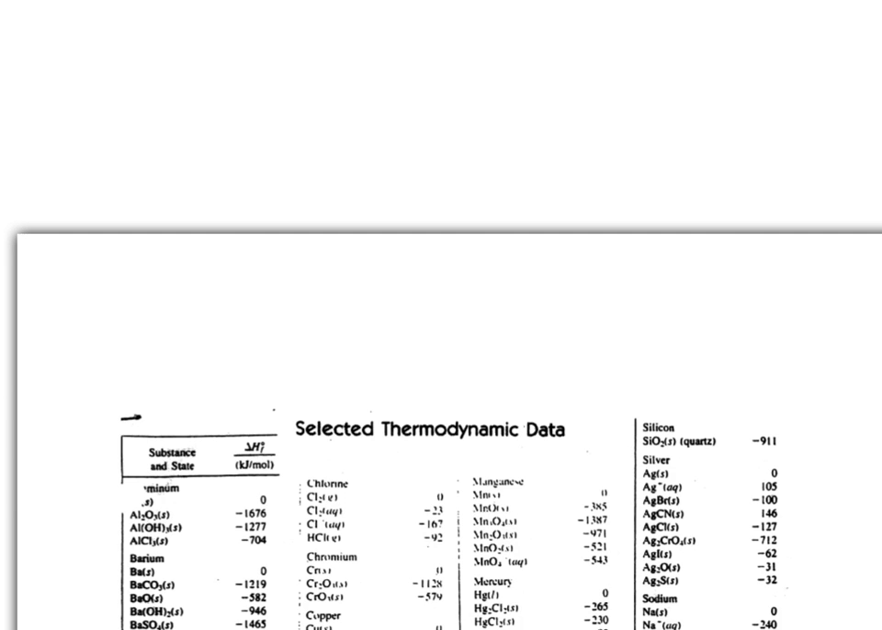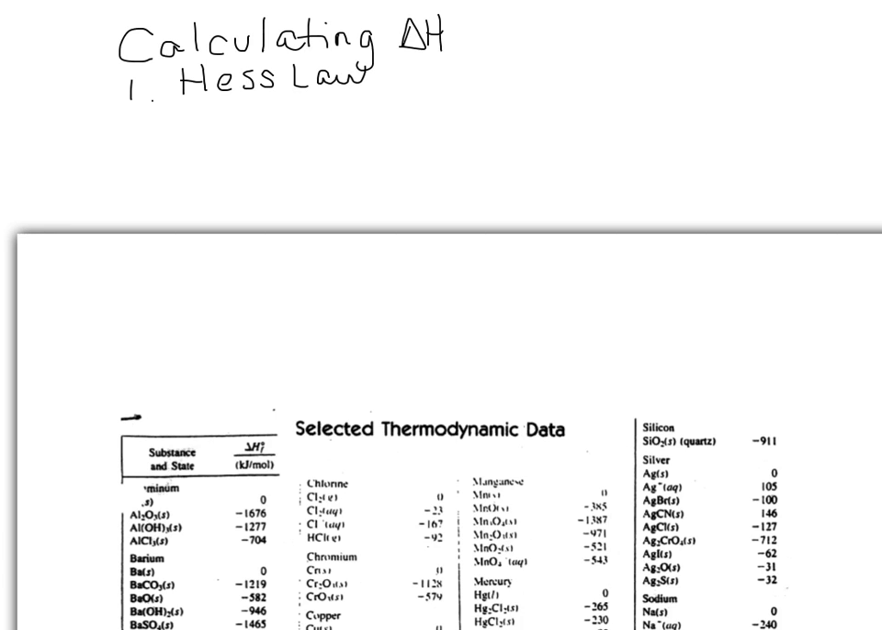Alright, today we're going to look at all of the options that we have for calculating delta H. We have a couple of ways we've discussed. We have Hess's law. We have heat and stoichiometry. And the third way is going to be using heats of formation.